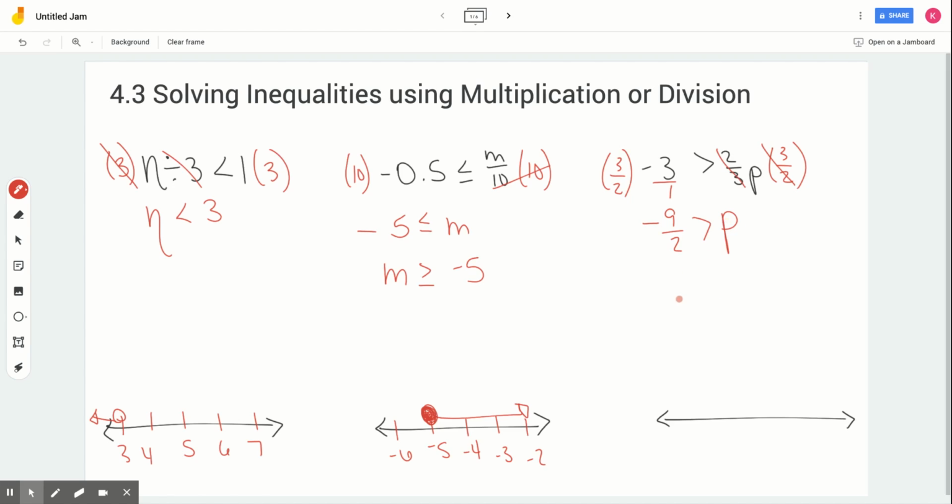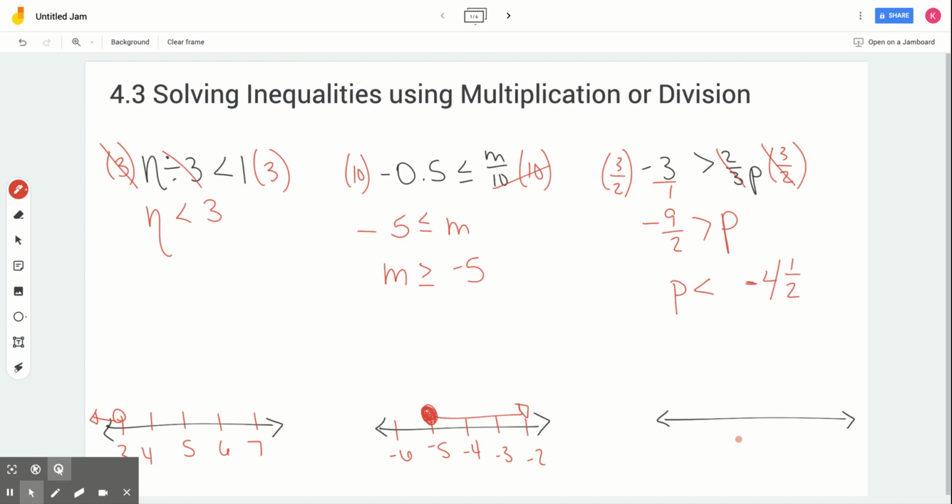Now we want to go ahead and flip this over so that the variable is on the left. Negative 9/2, 9 divided by 2 is 4 and 1/2. Again, you could put this in the division house and divide if you need to, making sure that that inequality symbol still faces the same way.